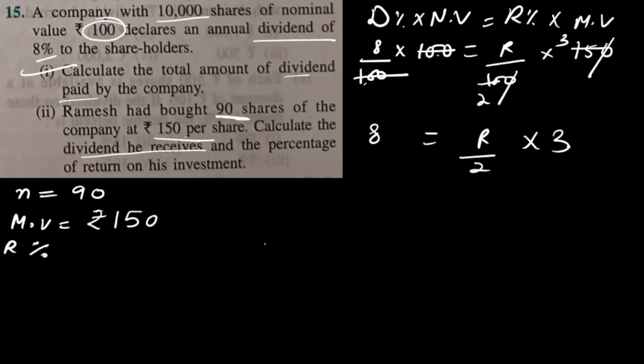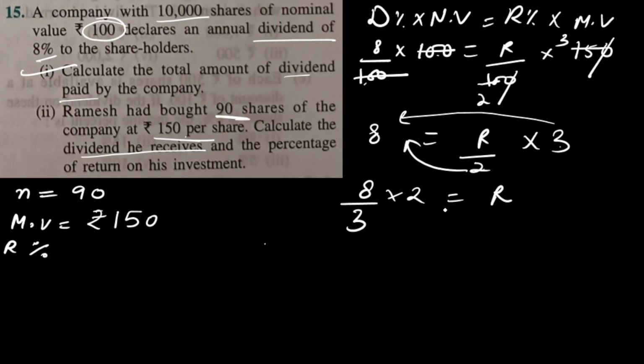See, R we have to find, that means this 3 and 2 we have to shift to the other side. When I am shifting 3 to the other side, with R 3 is getting multiplied. That means when we shift it to the other side, this 3 will get divided. 2, when we shift it to the other side, will get multiplied because here with R it is getting divided, right? Division will change to multiplication, multiplication will change to division. So 16 by 3. Percent is R percent.